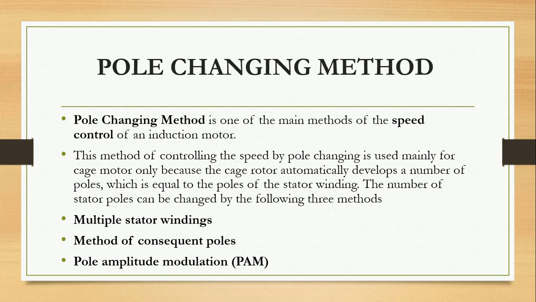The number of stator poles can be changed by the following three methods. They are multiple stator windings, method of consequent poles, and a method which is usually called PAM, that is pole amplitude modulation. Let us see these three methods one by one.